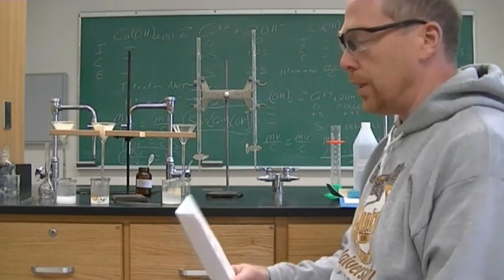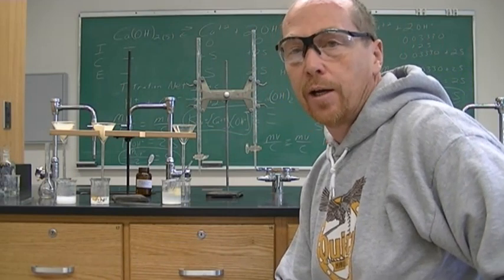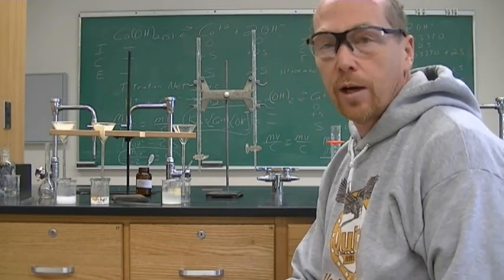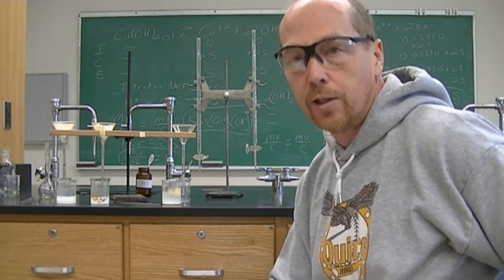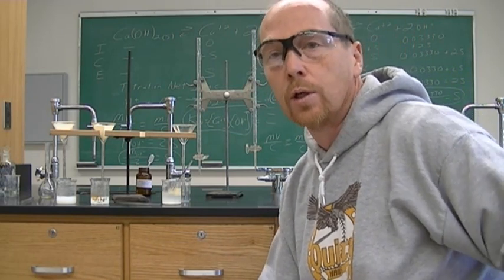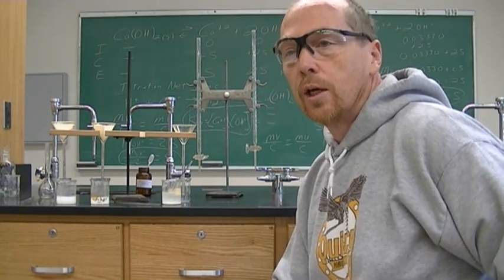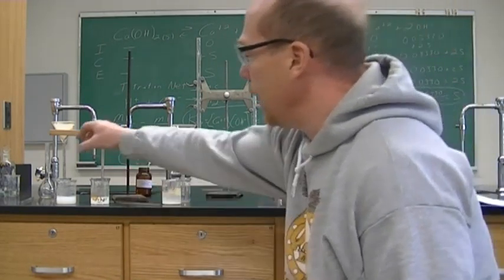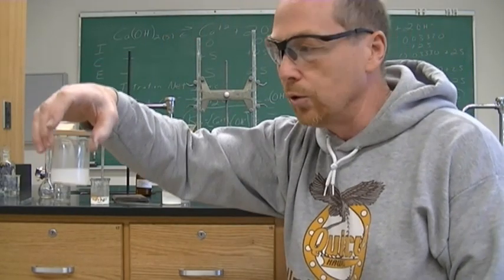All right, this is experiment 14, which is solubility product and the common ion effect. What we are calculating today is the Ksp, or the solubility product, for calcium hydroxide. We are going to do this in water, so I have three different saturated solutions.